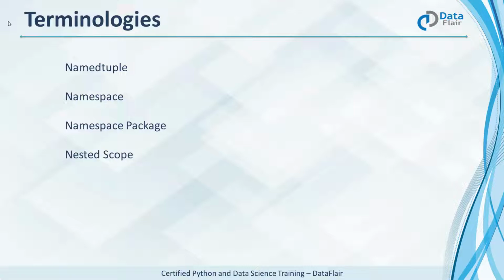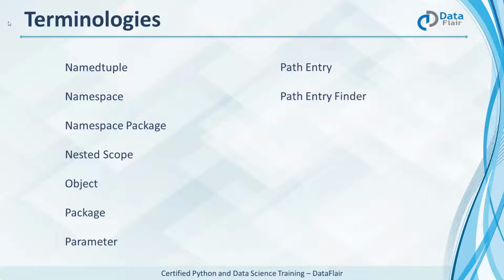Nested scope refers to an object in an enclosing definition. An object is an instance of a class and it has properties and behavior. A package is a container for modules and subpackages. Parameters are the arguments a function or method takes in its definition. A path entry is a single location on the import path. And the path entry finder is a finder returned by a callable on sys.path_hooks. The path entry hook is a callable on the sys.path_hooks list.